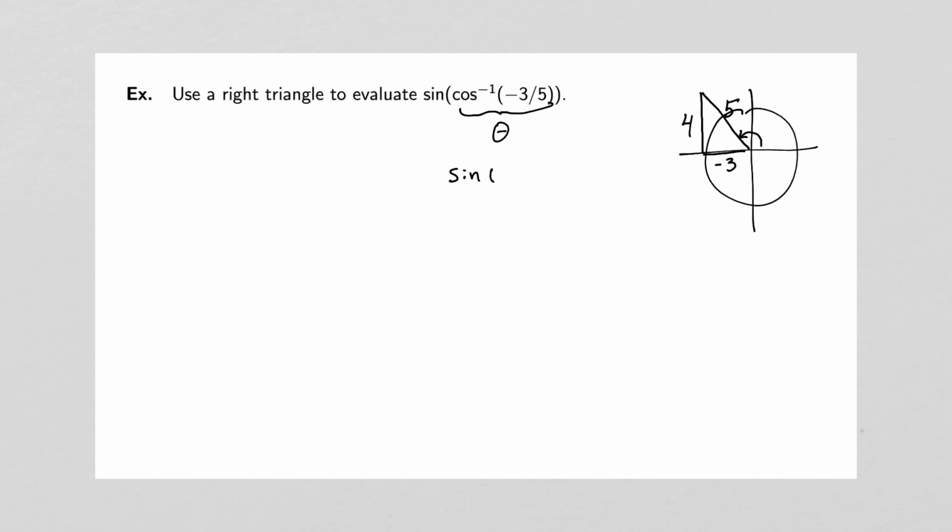Once you've got that in mind, you can directly say sine theta needs to be equal to the opposite side over the hypotenuse, and you've got this 4/5, and you're done.